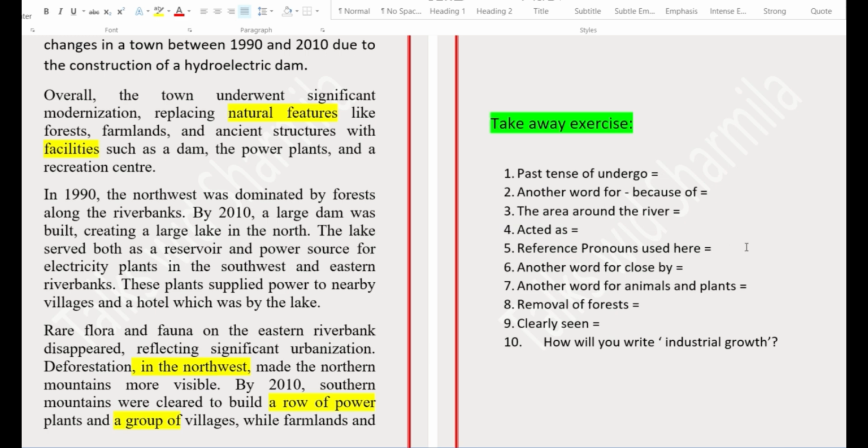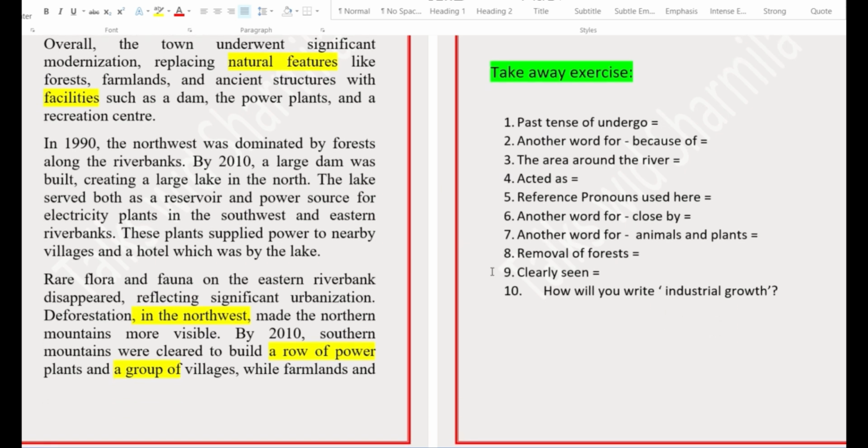What is the other word for close by? Something which is very near, close by. So what do we call them? Another word for animals and plants, what is it? When you remove the forest, what is it contextually called? When it is clearly seen, what is it called? Now, the final question. If you want to write industrial growth, what will you say? Fine. Now, suddenly I have one more question for you.